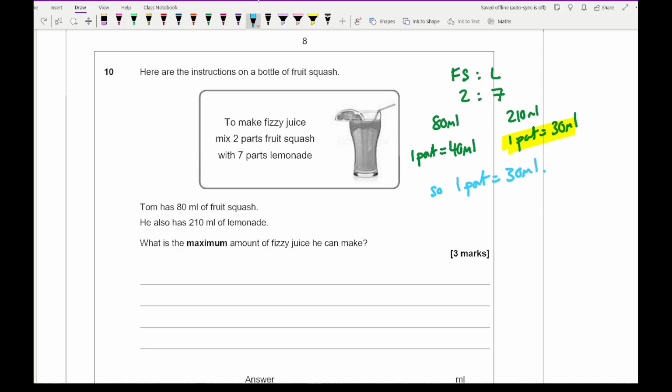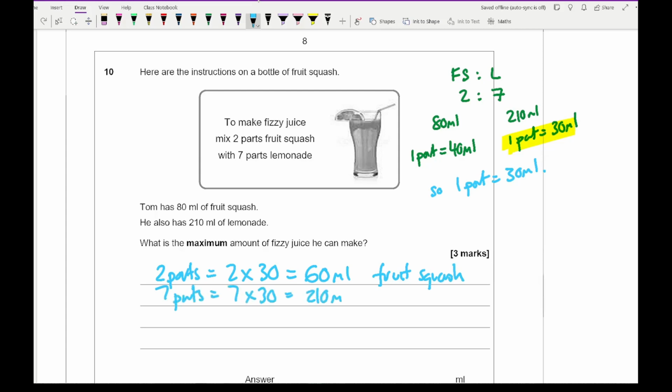So if 1 part is 30 milliliters, 2 parts is going to equal 2 times 30, which is 60 mil, and that's of the fruit squash. And 7 parts is going to be 7 times 30, which is 210 mil of lemonade. So we're maxing out with no wastage on the lemonade at all, and that gives us a total of 270 milliliters in total.